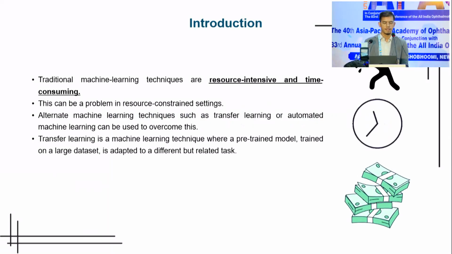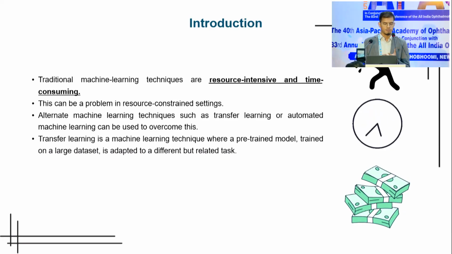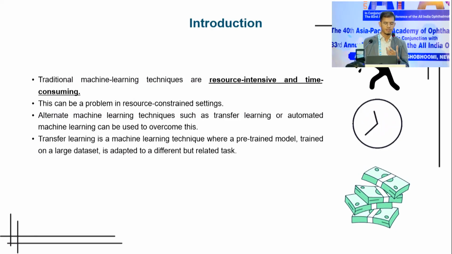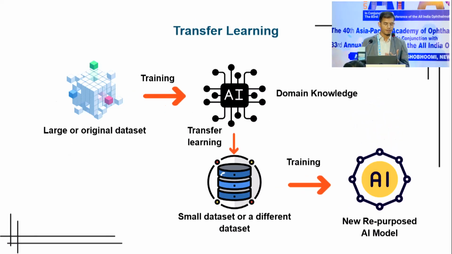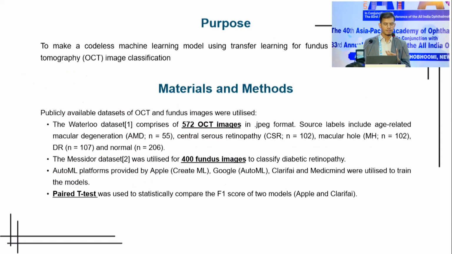Traditional machine learning techniques are resource intensive and time consuming. Alternative machine learning techniques such as transfer learning can help us overcome this. Transfer learning is basically a machine learning technique where a pre-trained model on a larger data set is retrained on a smaller data set for a task which is related but different. By this technique, we skip a lot of steps that are involved in traditional machine learning, thereby reducing time and cost. So the purpose of our study was to make a machine learning model using transfer learning for fundus and optical coherence tomography image classification.